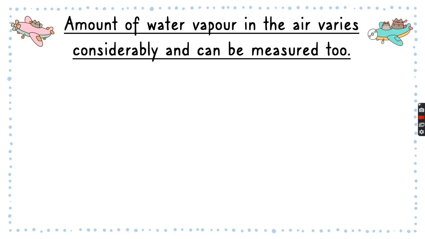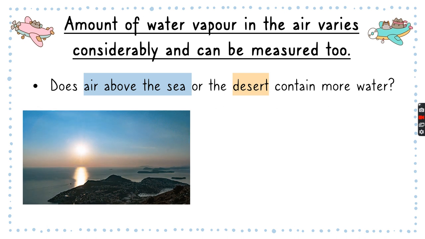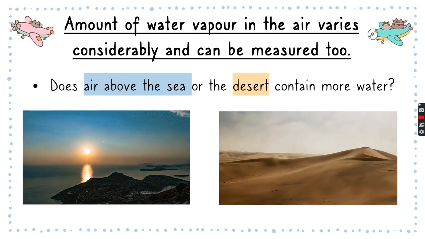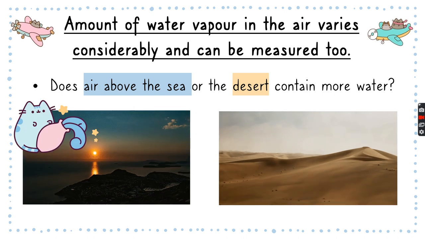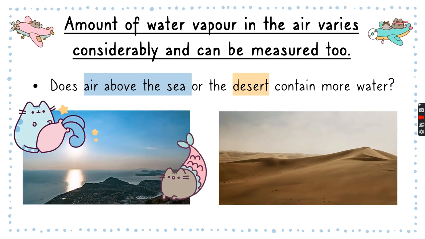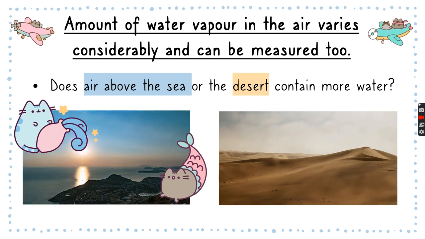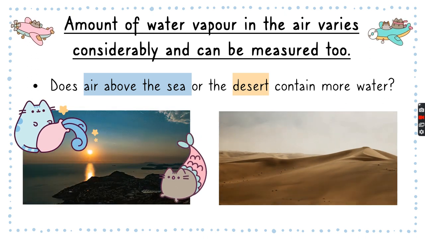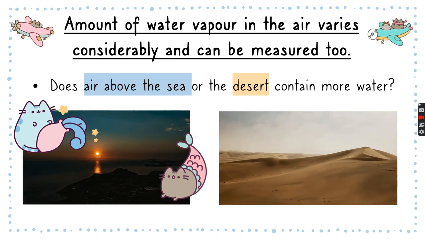The amount of water vapor in the air actually changes or varies considerably and can also be measured. Does air above the sea or the desert contain more water, for example? So if you look over here, these two are places that you can find on Earth, but the air composition is actually quite different. So if you have a little bit of a think, air above the sea would be the answer to this question. It's also because if you look at the desert, there's not a lot of water surfaces, so water cannot evaporate as much as it can at a place near the sea.